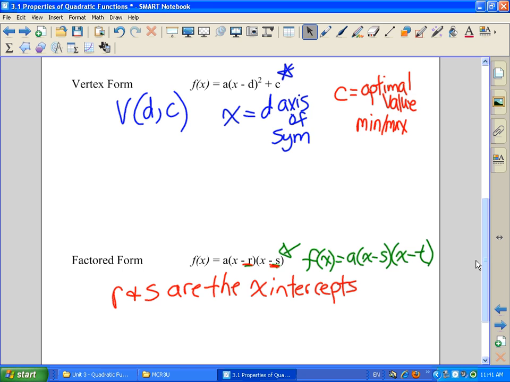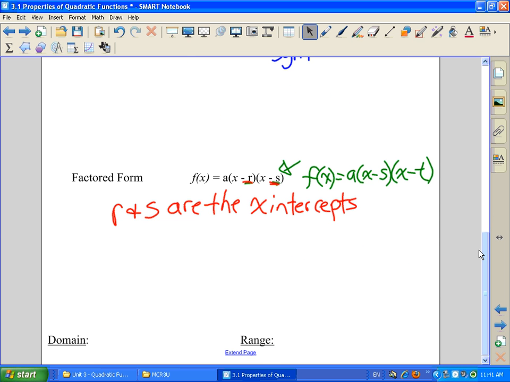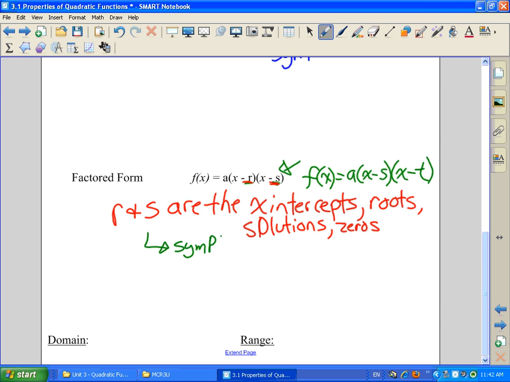Okay, just going to move my screen up here. Okay, another word for x-intercepts is roots. They could also be solutions. And the last one they could be is zeros. All right, and just remember though, r and s are in fact symmetry points. So if they're symmetry points, that means that we can use a formula to find the axis of symmetry.